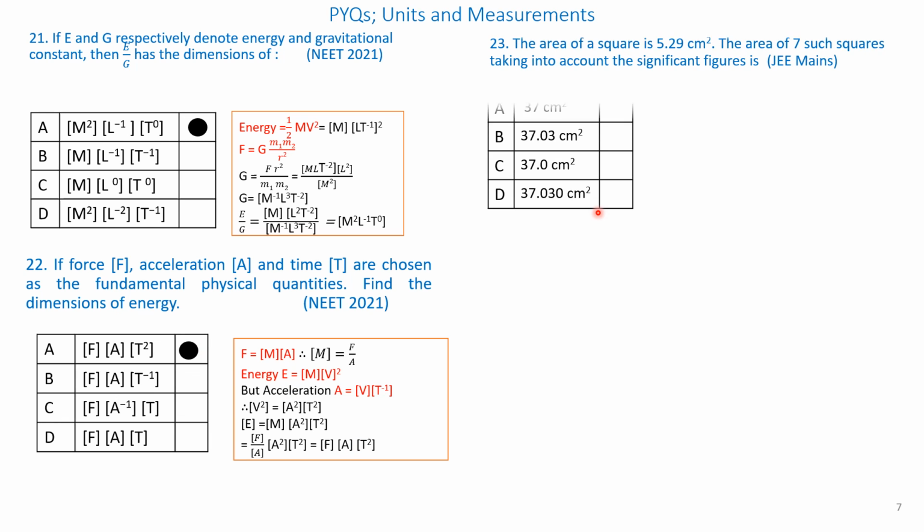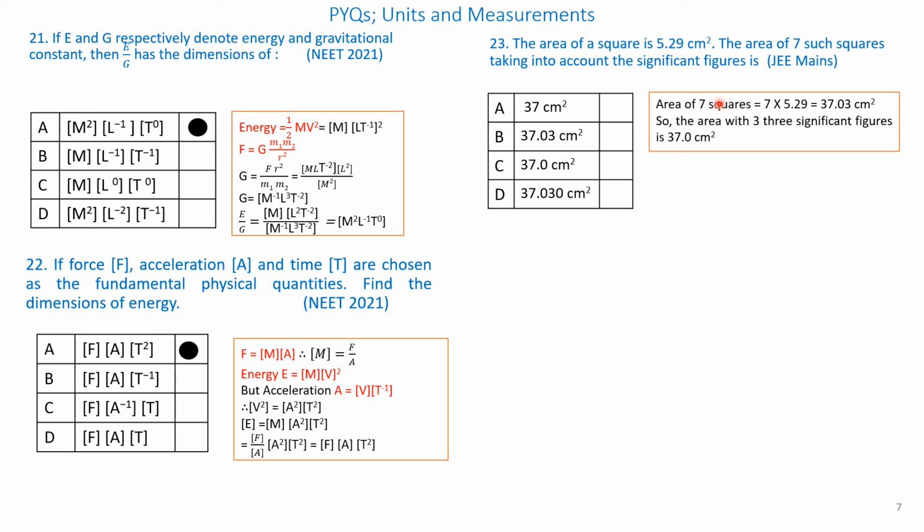Next question. Question number 23. The area of a square is 5.29 meter square. The area of 7 such squares, taking into account the significant figures, is: four options are given: option A 37 centimeter square, option B 37.03 centimeter square, option C 37.0 centimeter square, and option D 37.030 centimeter square. This question was asked in JEE Mains examination.